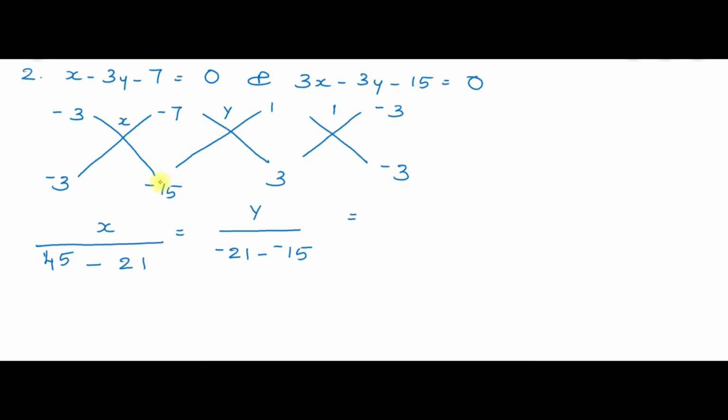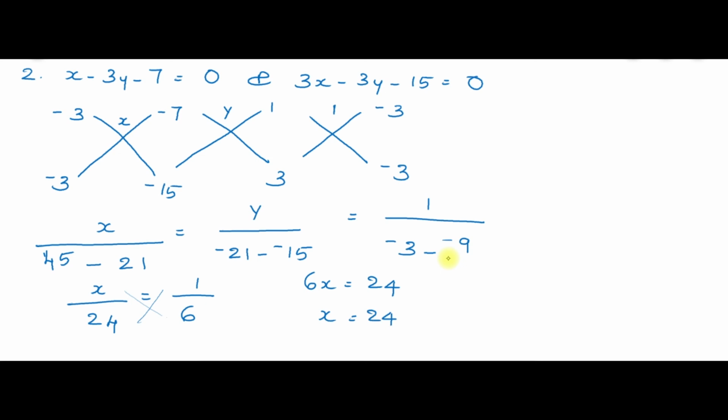So 1 divided by, from left side you have to start, 1 into minus 3, minus 3, minus minus 3 into 3, which is equal to minus 9. Now you are going to see x by 45 minus 21, which is equal to 24, which is equal to this constant term 1 by minus 3 minus minus 9, which is equal to 1 by 6. So now you are going to determine x value first. On cross multiplying this, 6x is equal to 24 and x is equal to 24 by 6, which is equal to 4. You will be getting the answer suddenly.